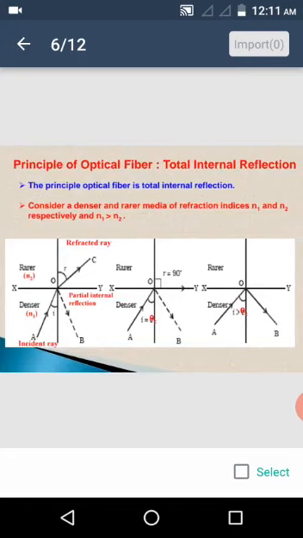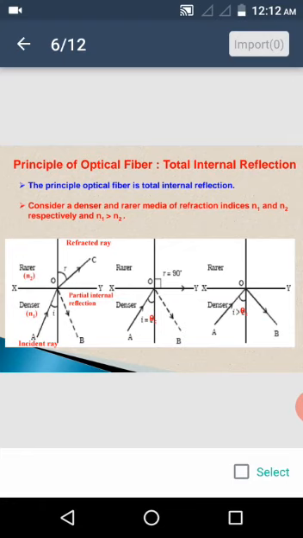We know that a light beam undergoes total internal reflection only when it satisfies two conditions. First one, when the light ray is traveling from denser to rarer medium only, it undergoes total internal reflection. Second one, angle of incidence must be greater than critical angle. Then only it undergoes total internal reflection. That I am showing in these diagrams.